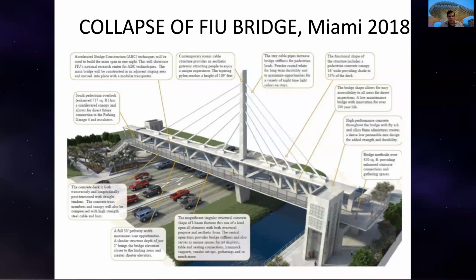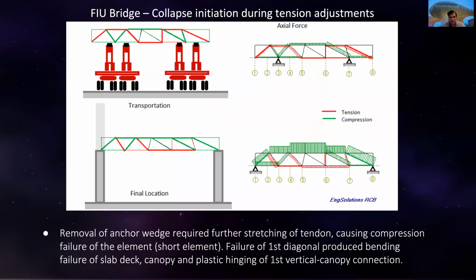I would like to speak about 2 bridges that collapsed. Unfortunately, one is the Florida International University Bridge in Miami that collapsed in 2018. This was a bridge that was pre-made and put in place very fast. The thing is that the different pieces of the bridge obviously will need to be connected, and that was one of the problems that happened.